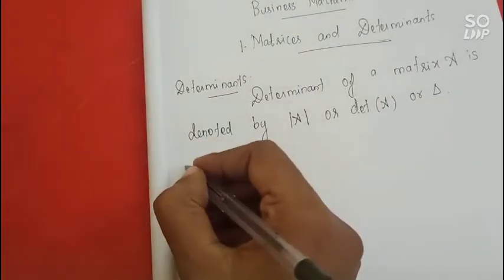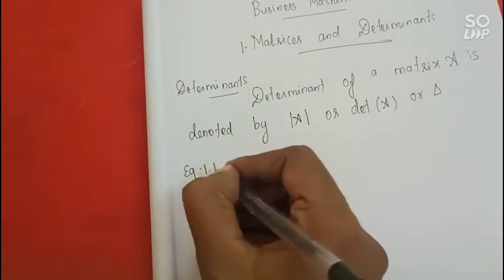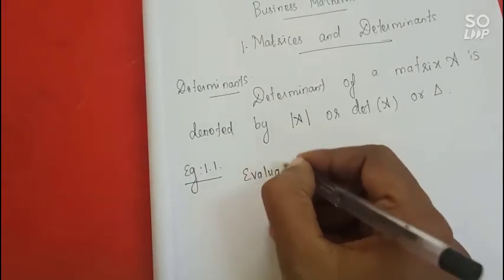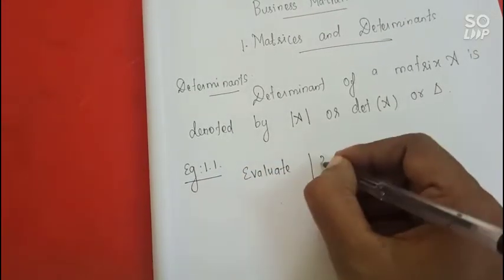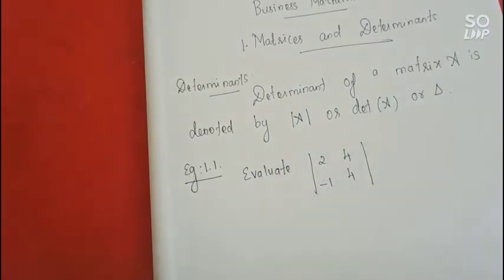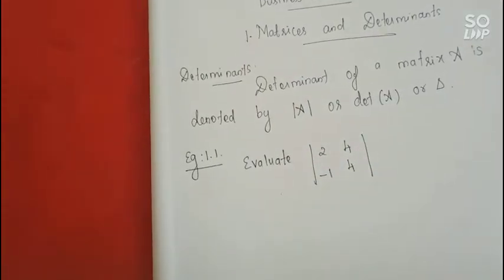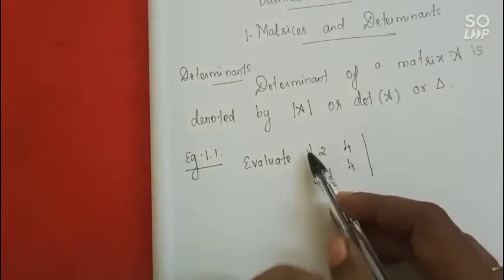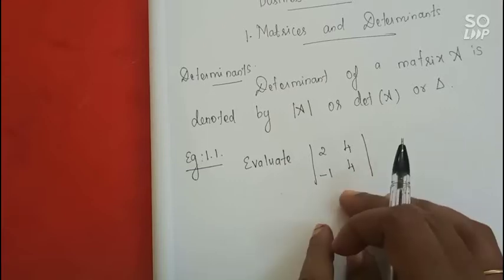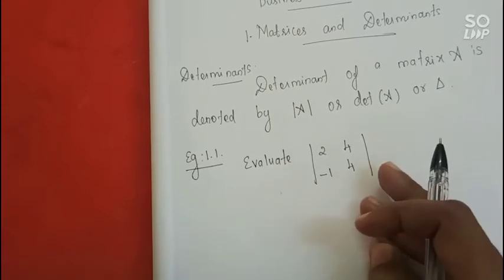Okay, next one. All these things you need to take down as Example 1. Evaluate the determinant with rows 2, 4 and minus 1, 4. So how will we evaluate? If they ask using this symbol, at once you know they are asking to find the determinant.